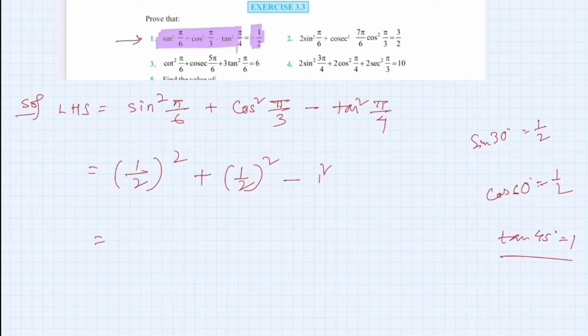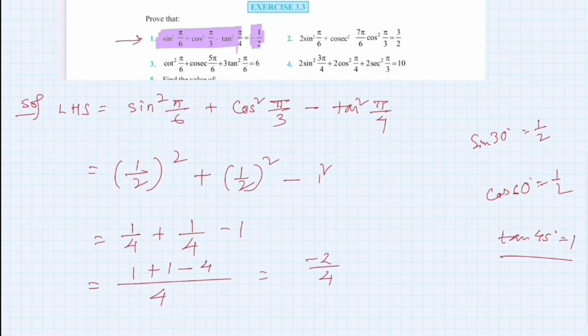So here you see, the square of half is 1 by 4, this is also 1 by 4, then 1 square is 1. Then just simple calculation, which is going to be equal to minus 2 by 4, that's equal to minus half. So this is the right hand side and it's proved. That's how we can solve the first one.